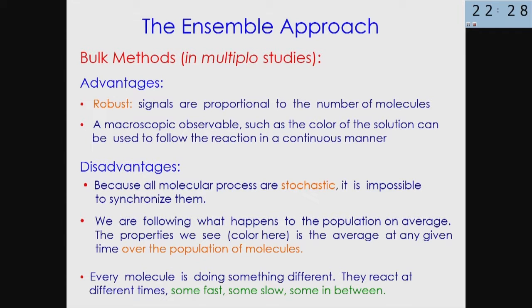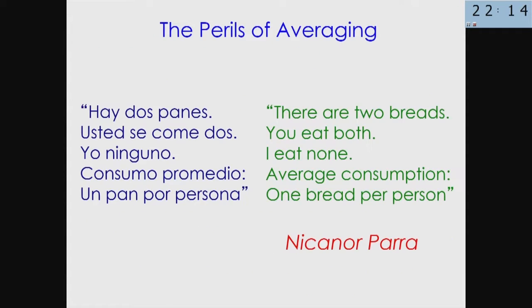Some of the molecules will be reacting very fast, some of them slow, some of them in between. And the bottom line is that the average that we measure in this type of method can be quite misleading. Here I like to use a poem by the Chilean poet Nicanor Parra, who expresses the idea of the perils of averaging. It says, "Hay dos panes, usted se come dos, yo ninguno, consumo promedio, un pan por persona." So averaging can be very misleading.